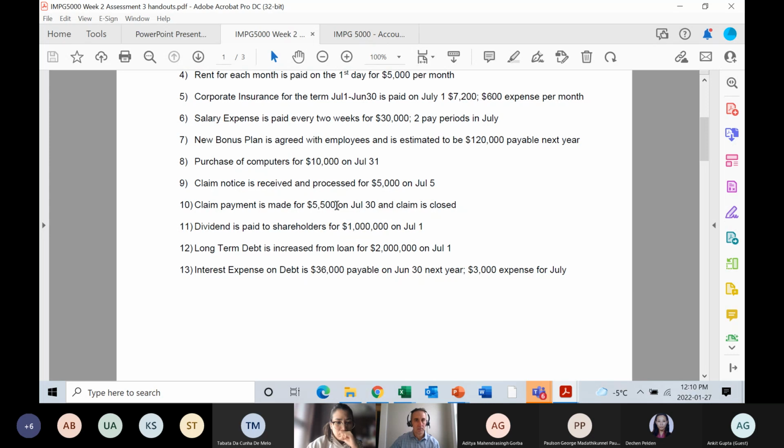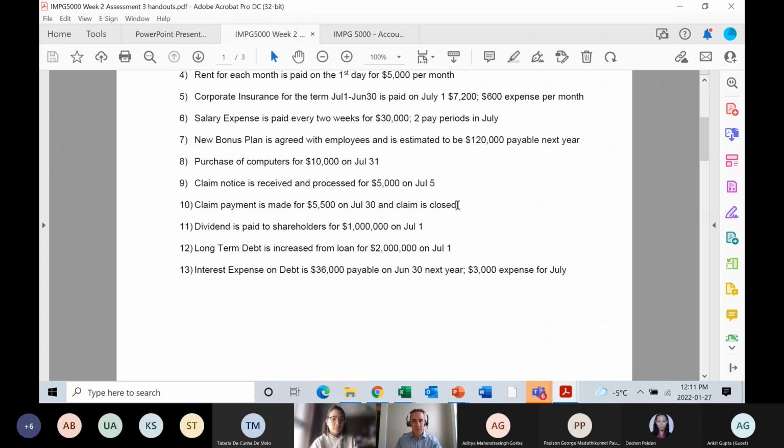So we paid out $5,500. And then we're saying that the claim is closed. So just because we made a payment doesn't mean the claim file is closed. There could be additional payments to make, like a payment to a third-party adjuster, a payment to a lawyer, maybe they have to pay the auto body as well as paying some medical expenses, right? There could be multiple payments on a claim.